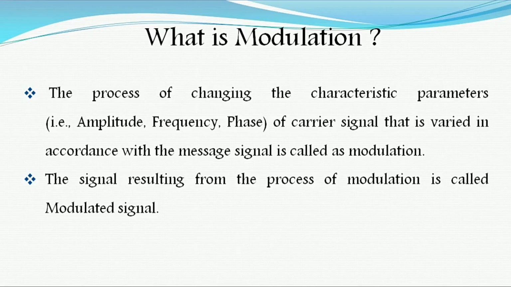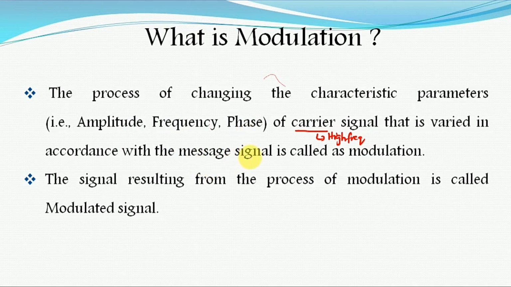Here, modulation is nothing but the superimposing of a high frequency signal with the message signal, which means changing the characteristic parameters of the high frequency signal. So here this carrier signal is a high frequency signal and we are changing the parameters of the signal. Now what are the parameters of the signal? One parameter is amplitude, then frequency and phase. These three parameters of the signal will change according to the message signal.